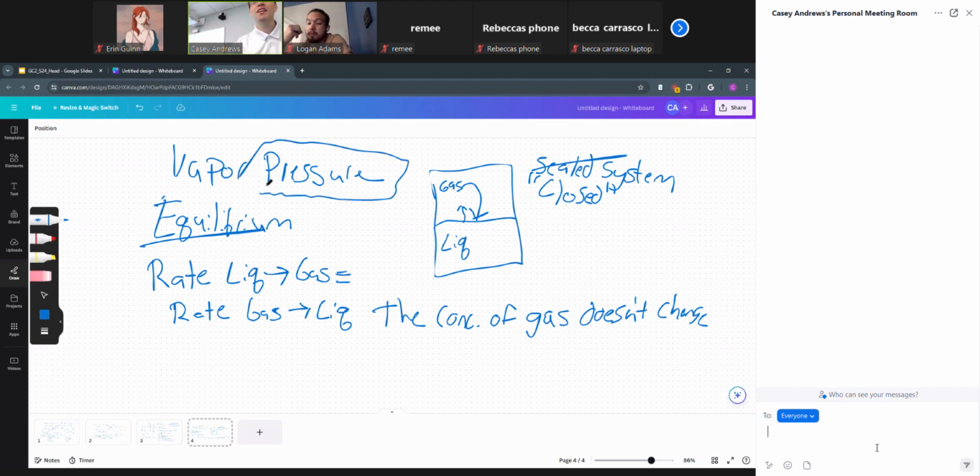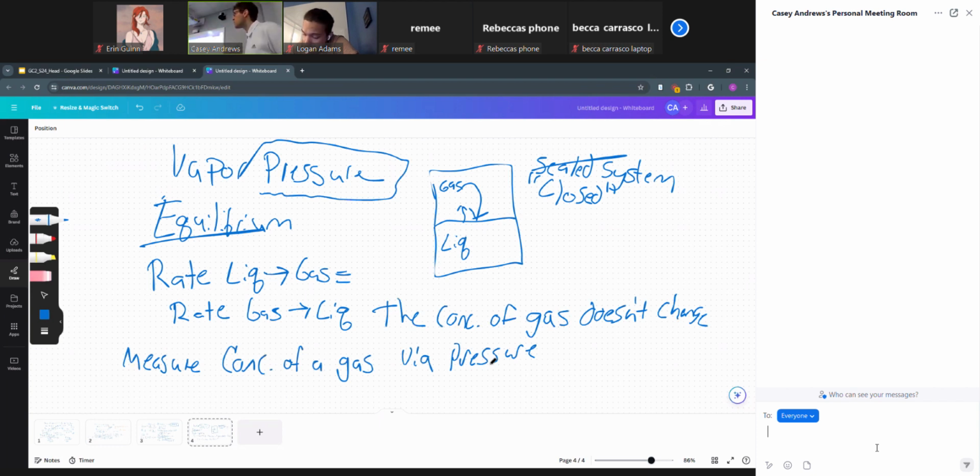Pressure. Remember, for gases, we generally measure the concentration of a gas via pressure. Right? And so if you were going to ask what is the concentration of gas in my tires on my car, you would measure that in PSI. That's the measurement of pressure. So the idea of vapor pressure is when you're at this equilibrium, the concentration of gas doesn't change, which means the pressure of gas doesn't change.